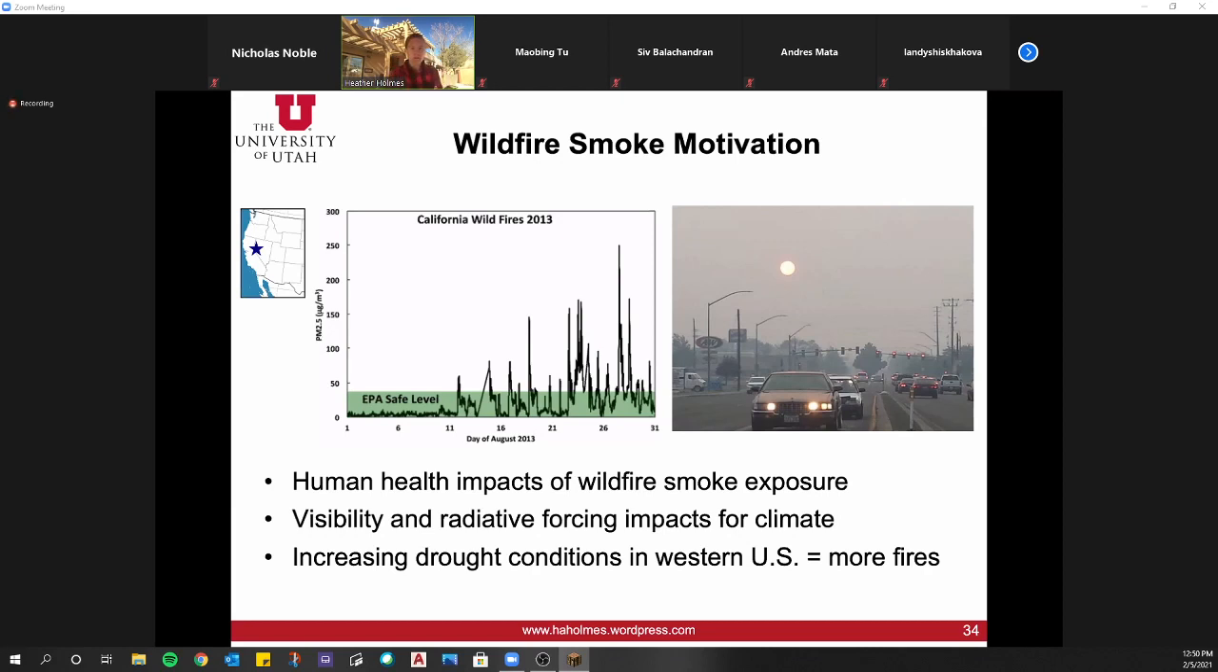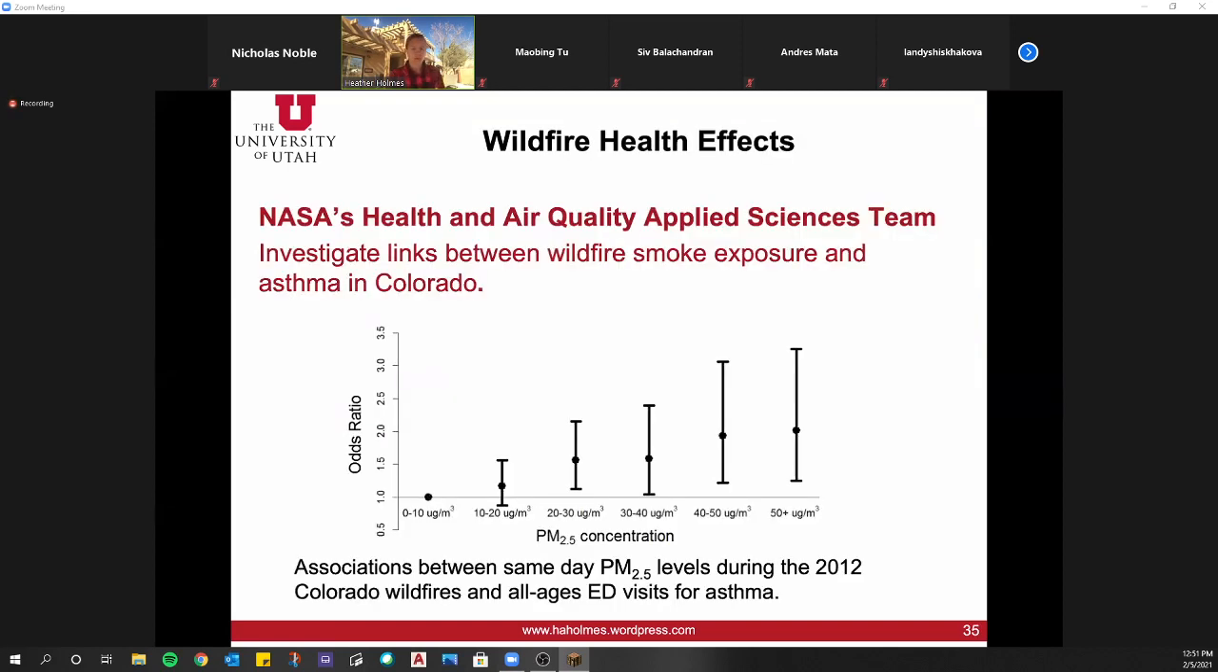So not only are there health impacts from wildfire smoke, there are also radiative forcing impacts associated with climate from this smoke. And because there's more drought in the Western US, we're seeing larger and larger and more wildfires.